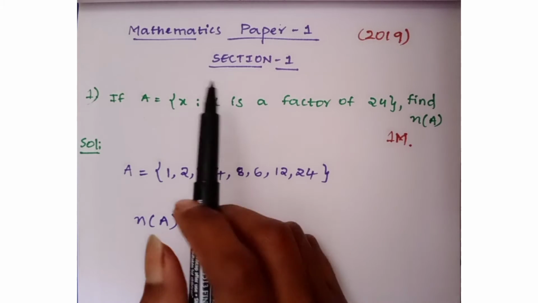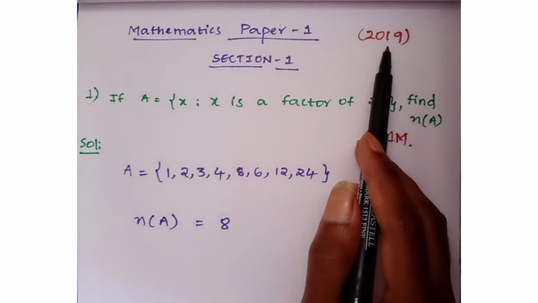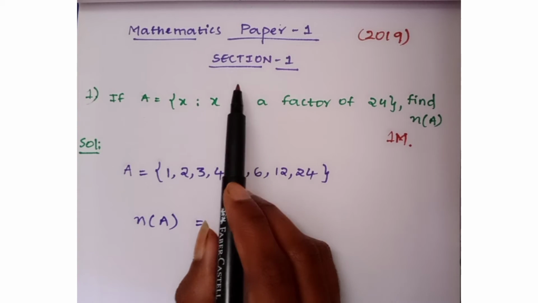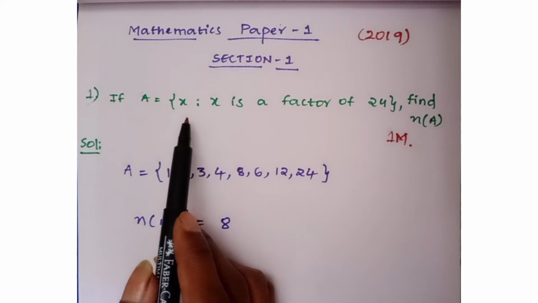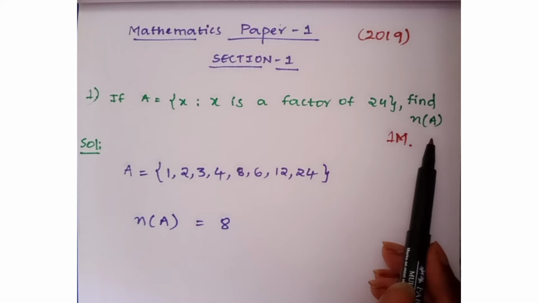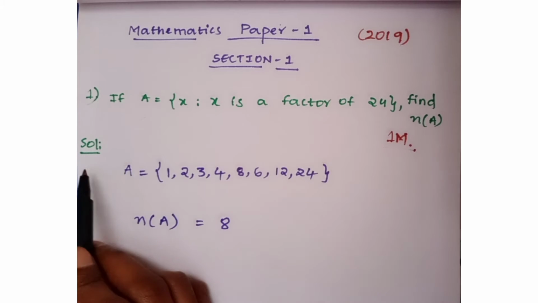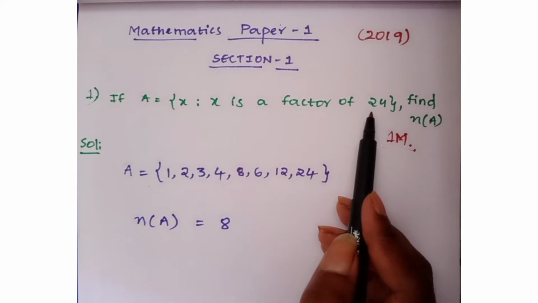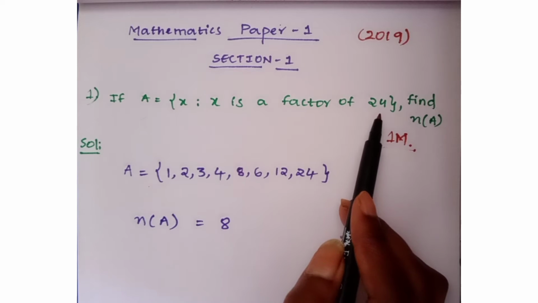Now I am going to solve mathematics paper 1 of the 2019 year, previous year paper. Coming to the first section, that is section 1, the first question is: if A equal to {x : x is a factor of 24}, then find n(A). This question carries 1 mark. Now what is A? A is nothing but x, where x is a factor of 24.